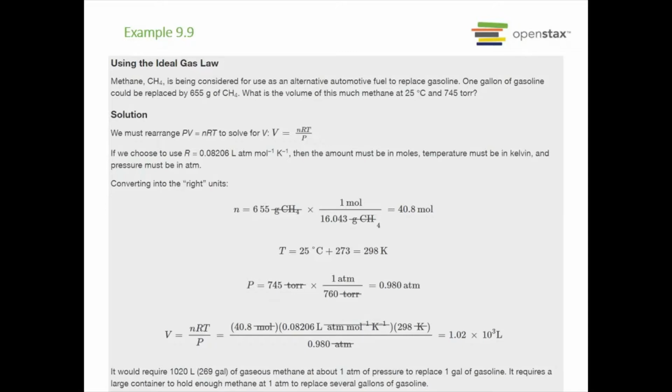Okay, so again, we want volume. So we have PV equals nRT. Solve for V, divide everything by P. So volume is equal to nRT over P. Now we have our R constant. And one thing that we should notice here is we have grams of methane. We can't do that, so we need moles of methane. So we're going to have to get its molar mass and then go from grams to moles using that.